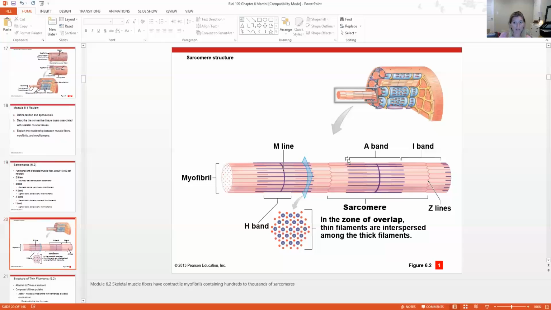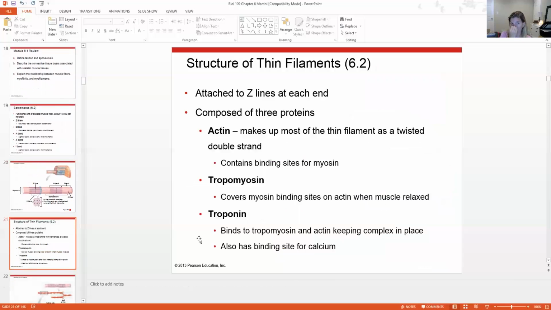The A band is the entire area of darker thick filaments, and the I band is our entire area of thin filaments. So let's look at the overall structure of these thin filaments. As I mentioned, they're made of actin and they are attached to that Z-line.